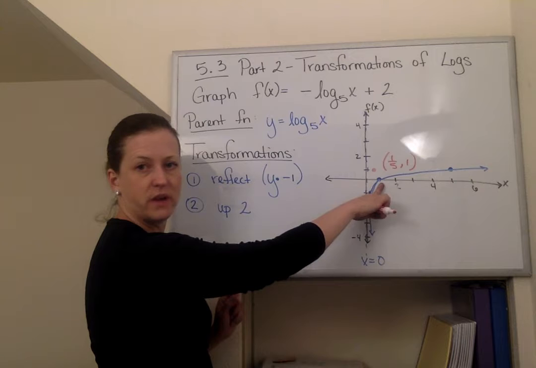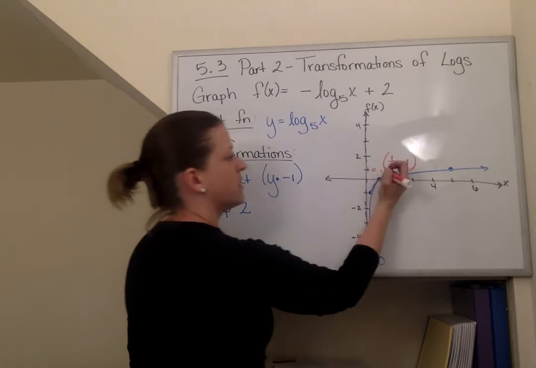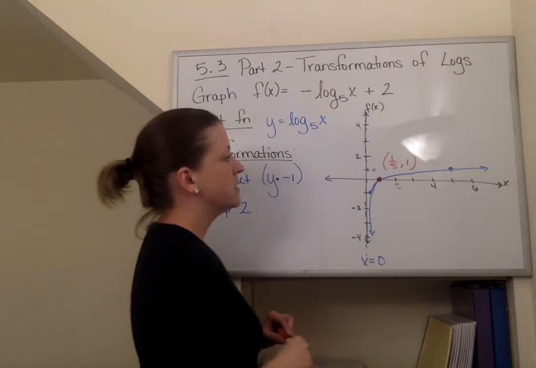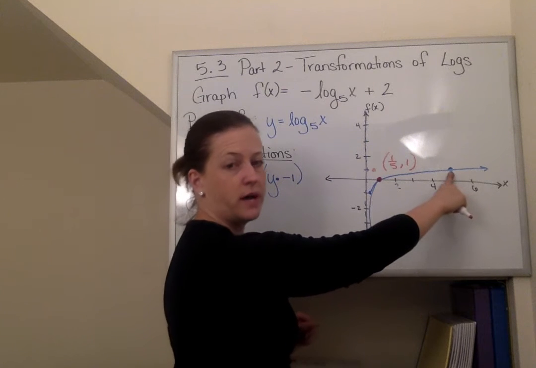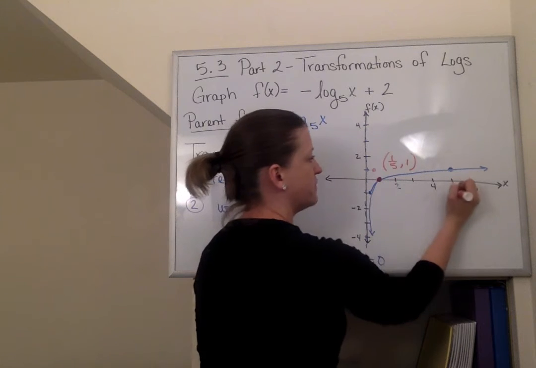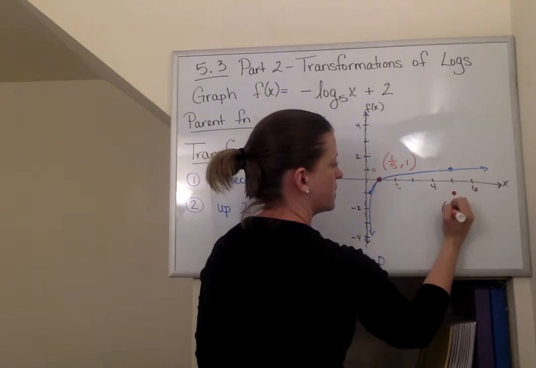1, 0, the y value is 0. 0 times negative 1 is still 0. So that point doesn't move. And then this is 5, 1. So if I multiply 1 by negative 1, that becomes 5, negative 1.